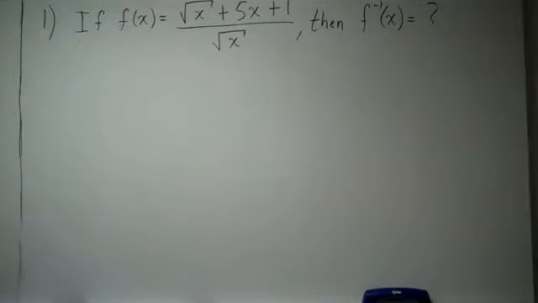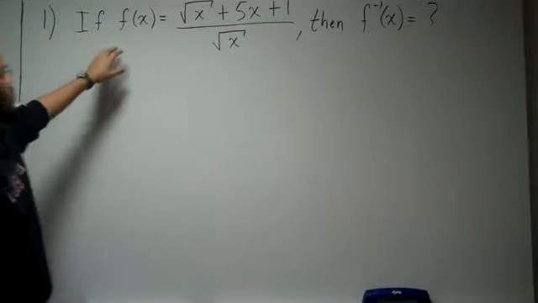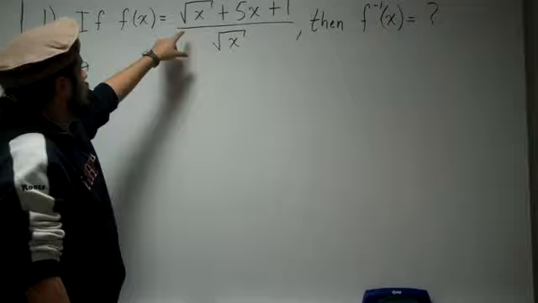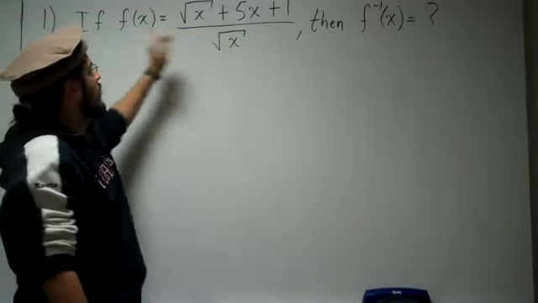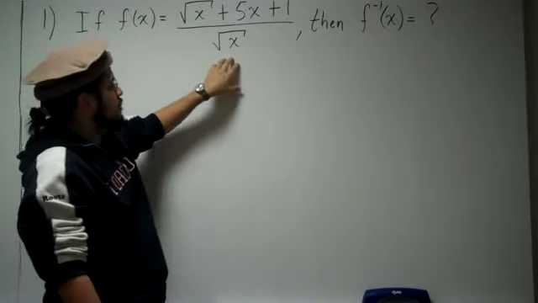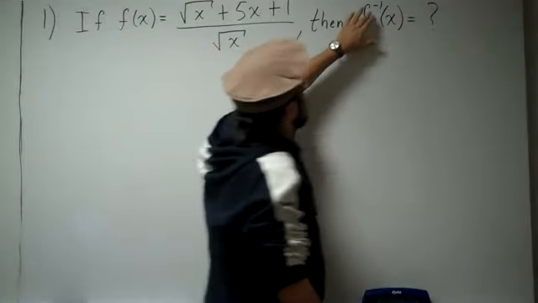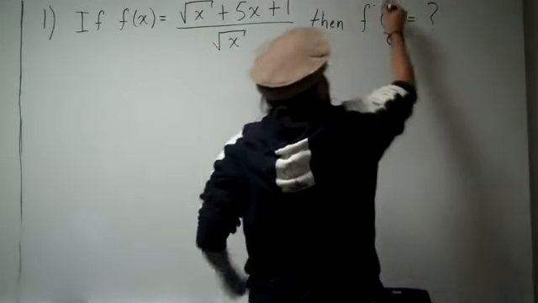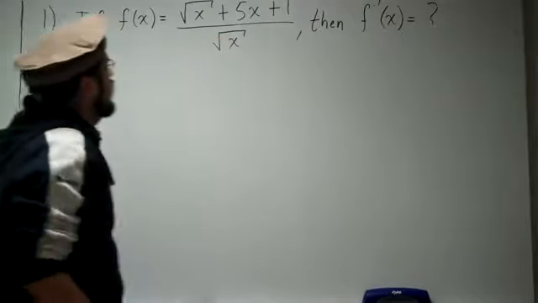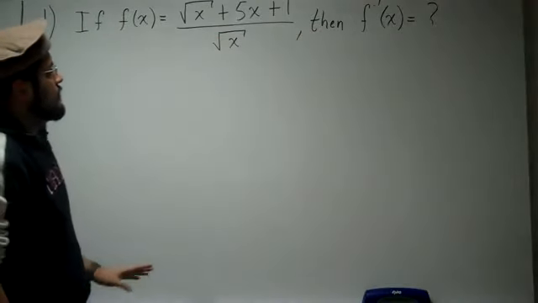Alright, so this is the first problem. We have a function given here, f of x equals the square root of x plus 5x plus 1, all that divided by the square root of x. They're asking us to find f prime of x.